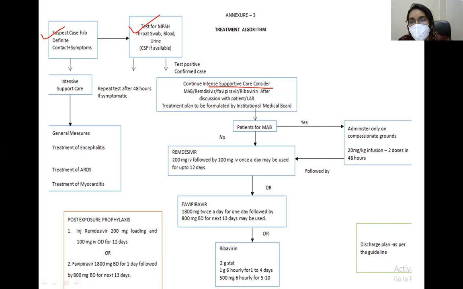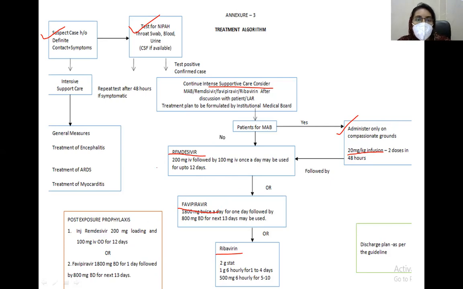And the patients on monoclonal antibodies, it will be administered only on compassionate ground. The dosage is 20 mg per kg infusion, 2 doses in 48 hours. If the patient is not eligible, maybe we can give remdesivir 200 mg IV followed by 100 mg IV once a day for up to 12 days, or go for favipiravir 1800 mg twice a day for 1 day followed by 800 mg BD for next 13 days, or you can go for ribavirin with 2 grams stat and 1 gram 6-hourly for 1 to 4 days, or 500 mg 6-hourly from 5 to 10 days.